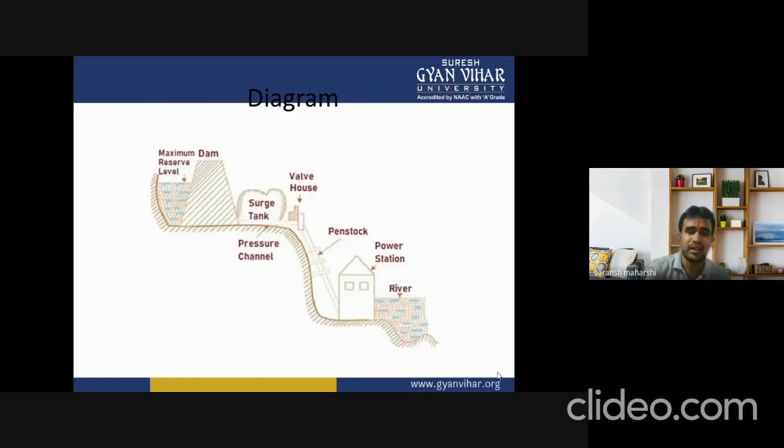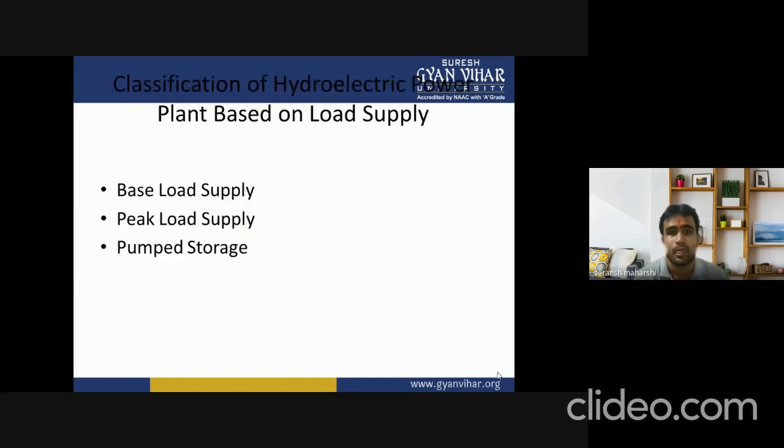And these are the diagrams of the high head hydroelectric power plant. Here we discuss some content such as the pressure channel, surge tank, maximum reservoir level, dam, valve house, penstock, power station, and the river. Now we will consider the classification of hydroelectric power plants based on the load supply. Here we will consider three types: first is the base load supply, second is the peak load supply, and third is the pump storage.